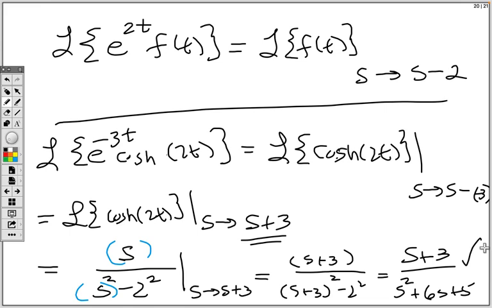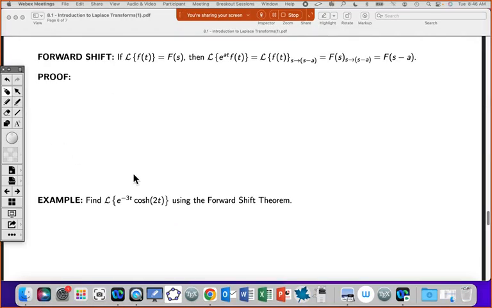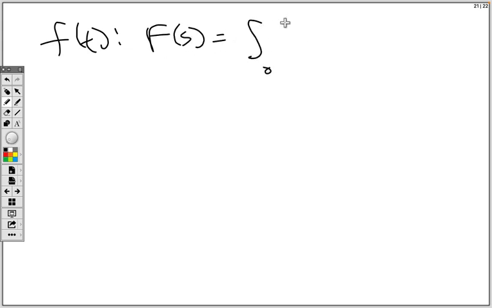Okay. So how would we prove the forward shift property? Well, we'd have to go back to the definition of Laplace transform. Okay, so let's say we got our function here, f of t. Then capital F of s is the integral from 0 to infinity of f of t e to the minus st dt.